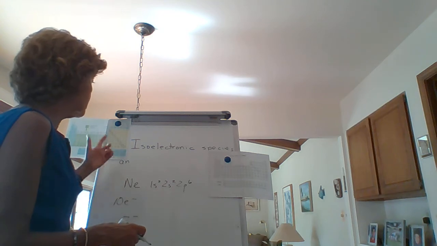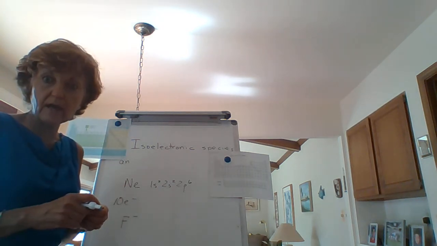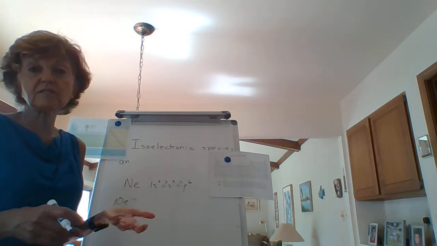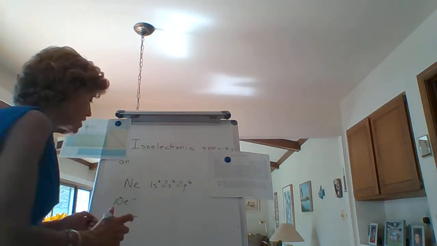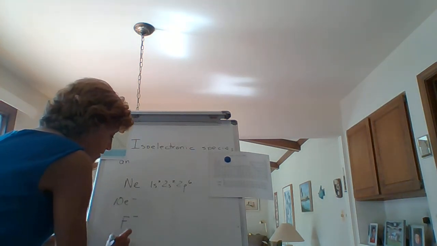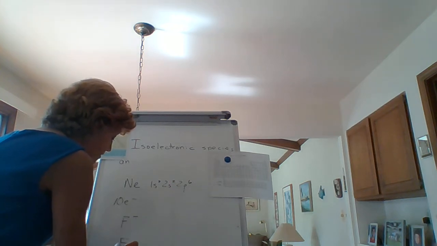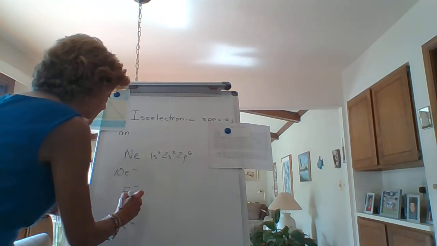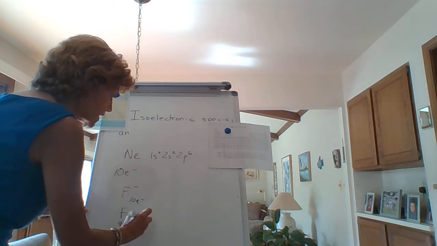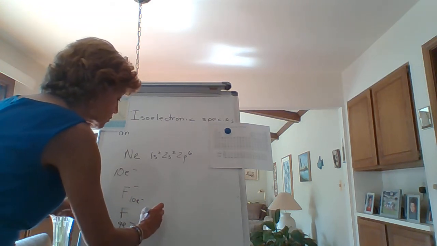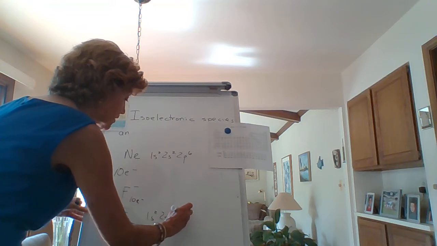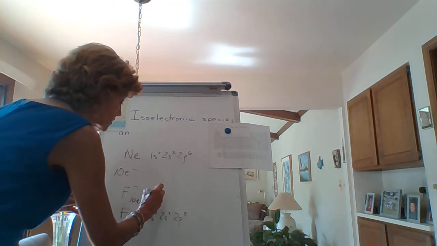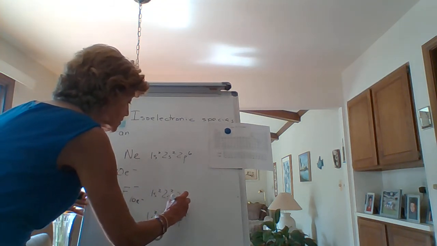So fluorine, normally its atomic number is 9, but if it picks up an electron, then instead of having 9 electrons, it now has 10 electrons. So the fluorine atom, fluorine, not fluoride, has 9 electrons. But if it picks up 1 electron, the fluoride ion has 10 electrons. Fluorine's electron configuration is 1s2, 2s2, 2p5. Fluoride, negatively charged, has an electron configuration of 1s2, 2s2, 2p6.